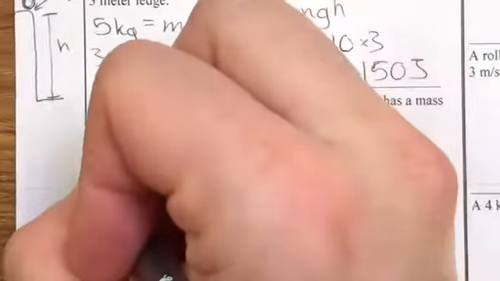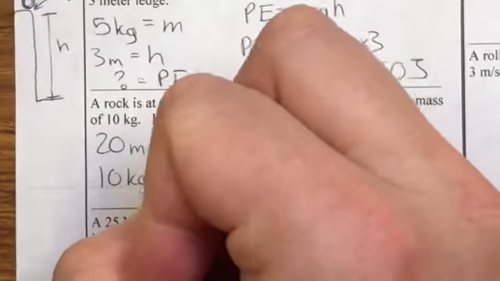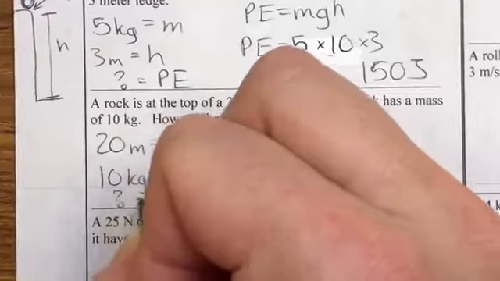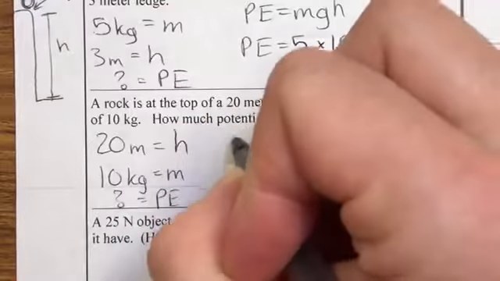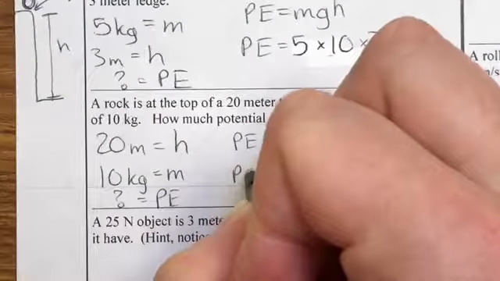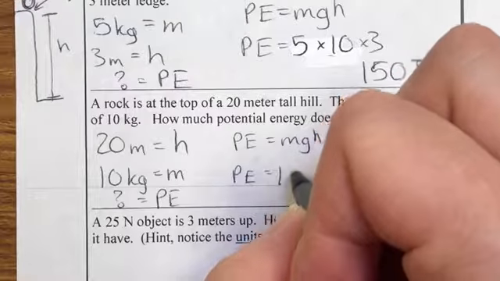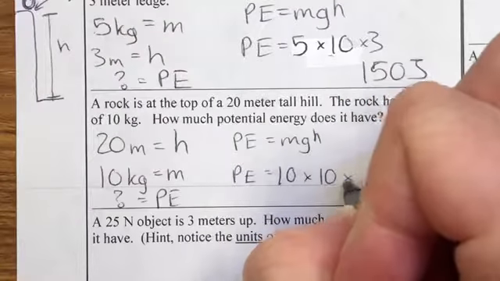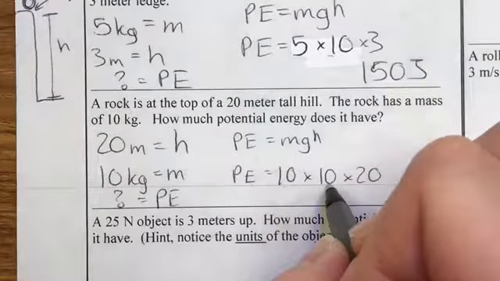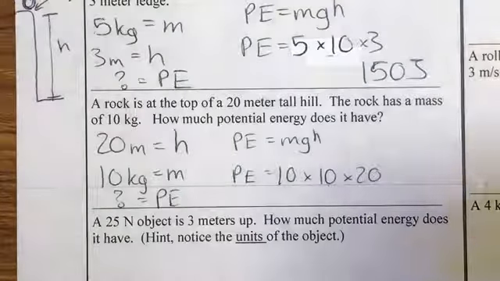Next one, we've got a 20 meter tall hill, so that's height. 10 kilograms measures mass. Question is asking for the potential energy. Potential energy is mass times gravity times height. So mass of 10 multiplied by gravity of 10 multiplied by height of 20. 10 times 10 is 100 times 20 is going to be 2,000.